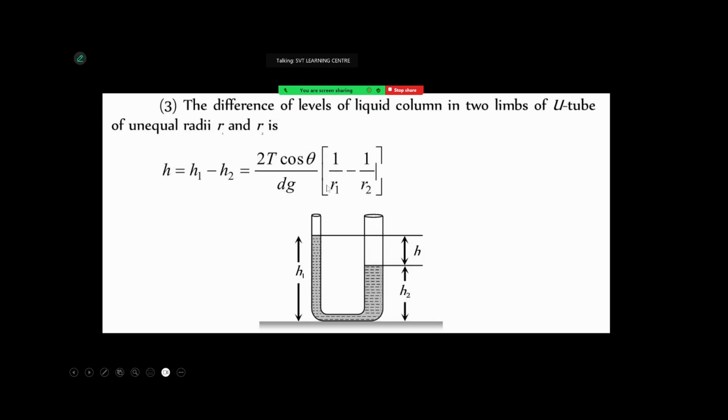Now suppose you have capillary tubes and the radii are not the same. The radius is different, so in one it will go up and in the other the rise will be less because of the change in radius. Normally if both are of the same radius, then the liquid rise in both the columns will be the same. Here one radius is small and the other radius is larger. So the difference in height will be given by this formula. Okay, please note it down. Done? Okay. Yeah.